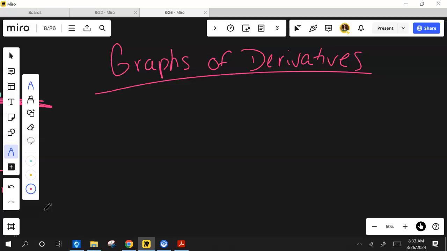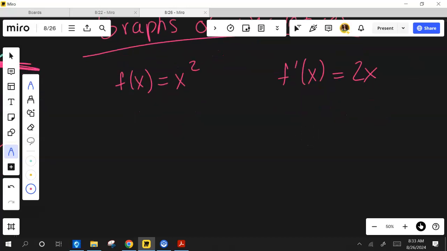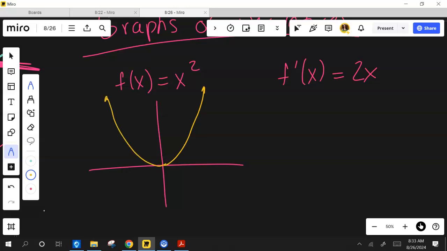I'm going to start you off with a graph of something we have found the derivative of recently. What was the derivative of x squared? What does the graph of x squared look like? A parabola. A U. Right?